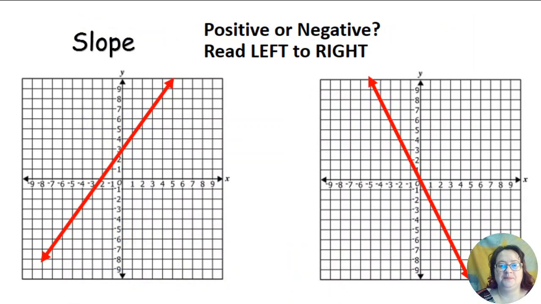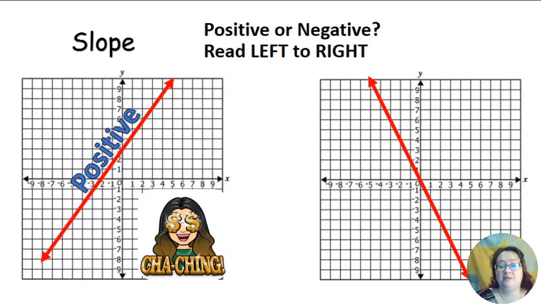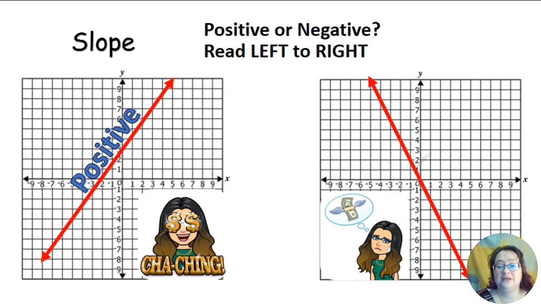Let's try one. Before we do, though, we read slope from left to right, just like we read words. And the way I do it is I think about my bank account. If that's a graph of my bank account, I want my money going up, right? Not down. So if it's going up, cha-ching, that's positive, that's good. If it's going down, that's bad. So that's how I read positive and negative.